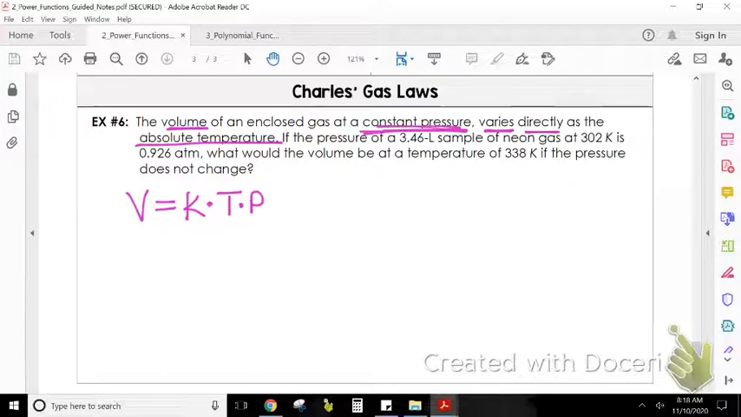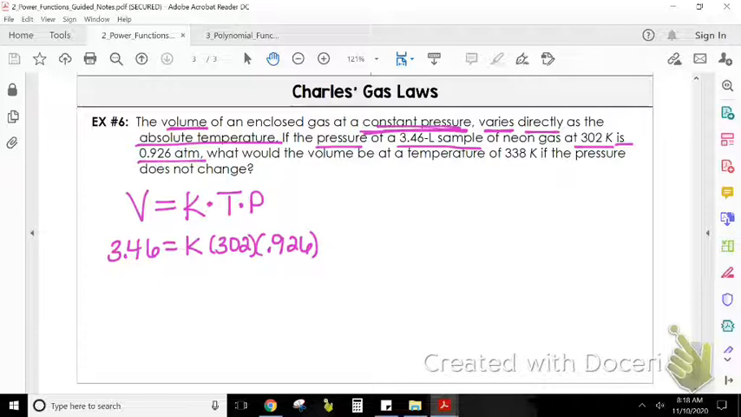So it says the pressure of a 3.46 liter sample, that's the volume. We know it's going to give us everything but k, so I'm going to put equals k, of neon gas at 302 kelvins. That's a temperature, so times 302. And it says the pressure of this is 0.926 atmosphere. So we get 3.46 equals k times, let's multiply those together.